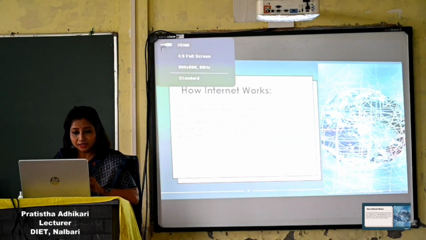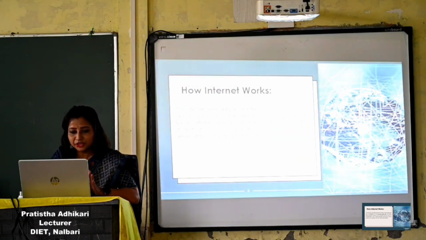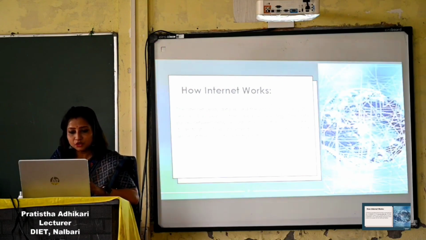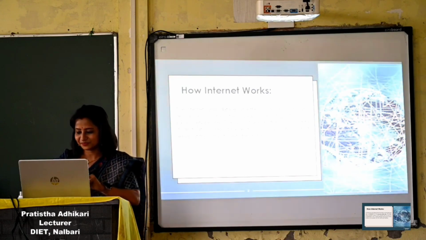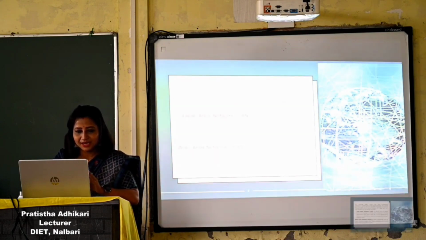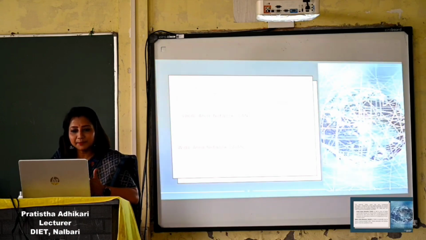The data passes between networks until it reaches the one closest to its destination, and then it passes through the local routers until it arrives at the computer with the machine IP address. Now let us see what is IP.